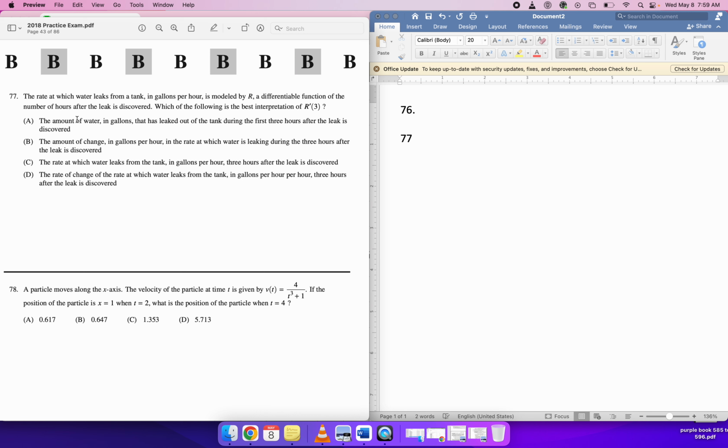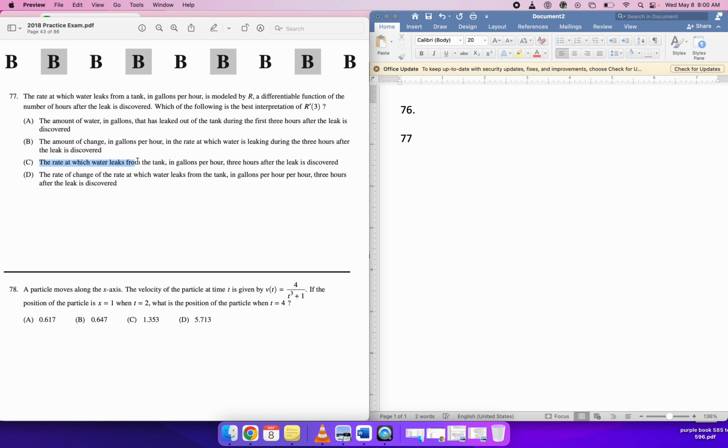It's a bit like acceleration, I suppose. So let's see which of these options makes sense. A, the amount of water in gallons that has leaked out of the tank during the first 3 hours. No, that's what you'd get if you integrated R from 0 to 3, right? R is kind of like the rate out. If you integrated R from 0 to 3, that would give you the amount of water. B, the amount of change in gallons per hour in the rate at which water is leaking during the 3. No, that's definitely not right.